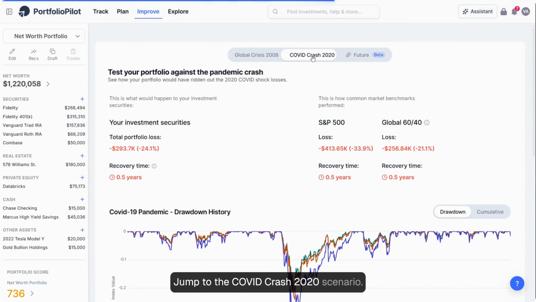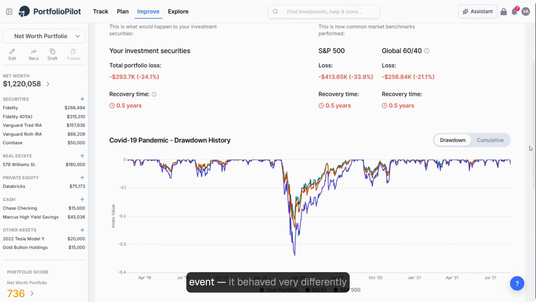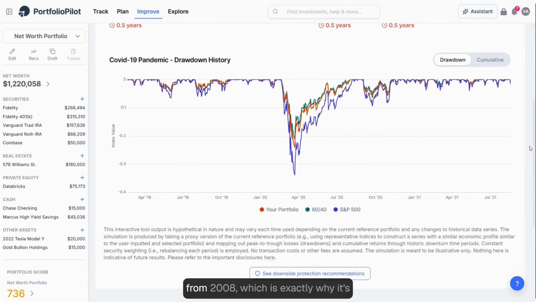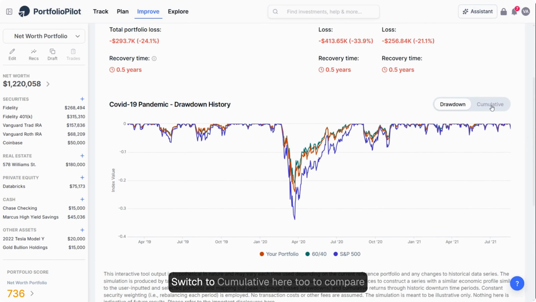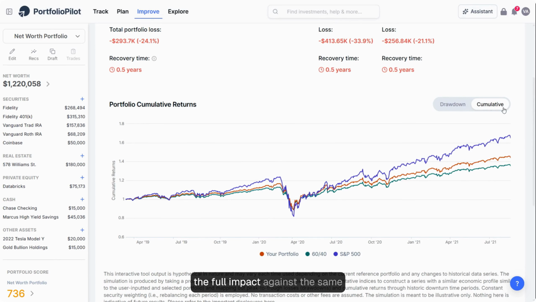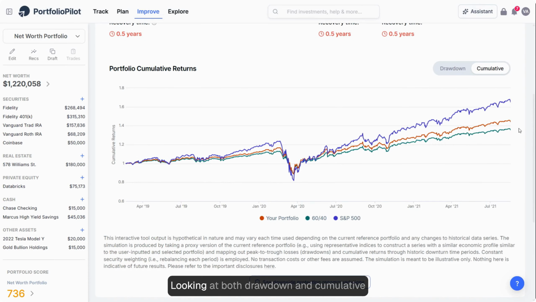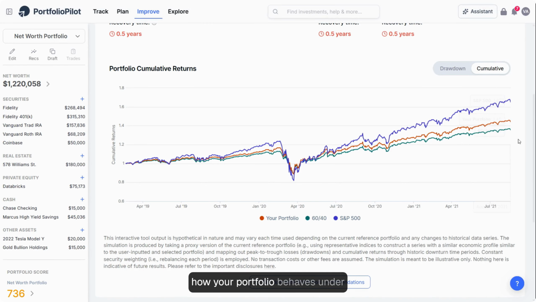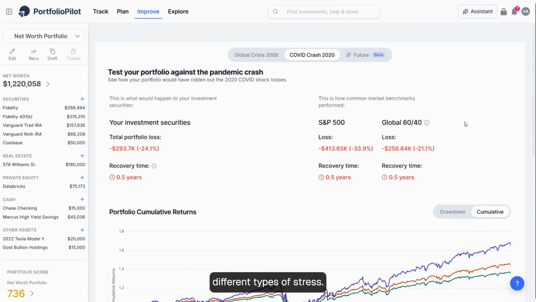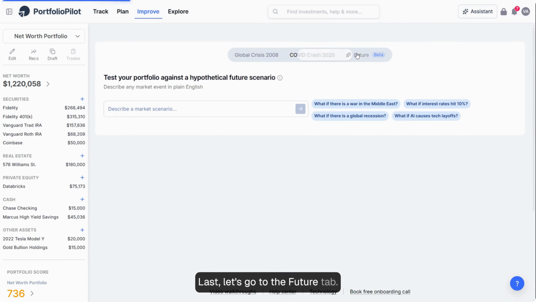Jump to the COVID crash 2020 scenario. This was another sharp, fast-moving event. It behaved very differently from 2008, which is exactly why it's worth testing. Switch to cumulative here too to compare the full impact against the same benchmarks. Looking at both drawdown and cumulative returns gives you a clear picture of how your portfolio behaves under different types of stress. Last, let's go to the Future tab.